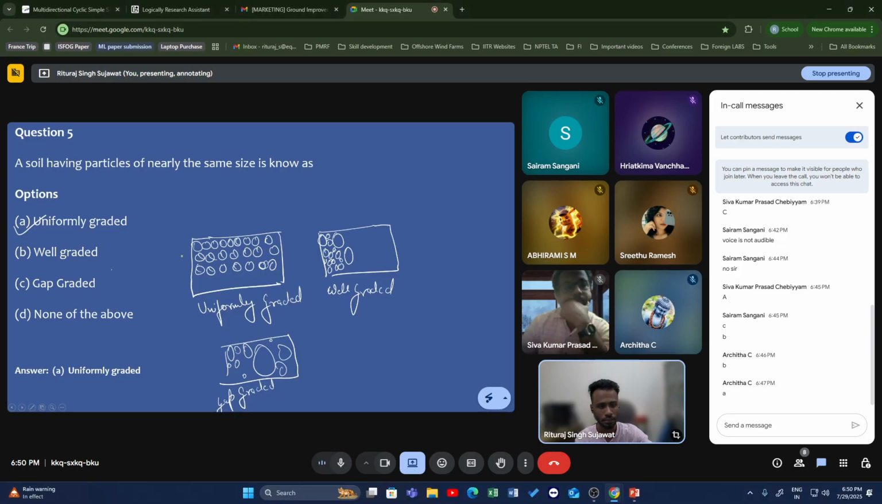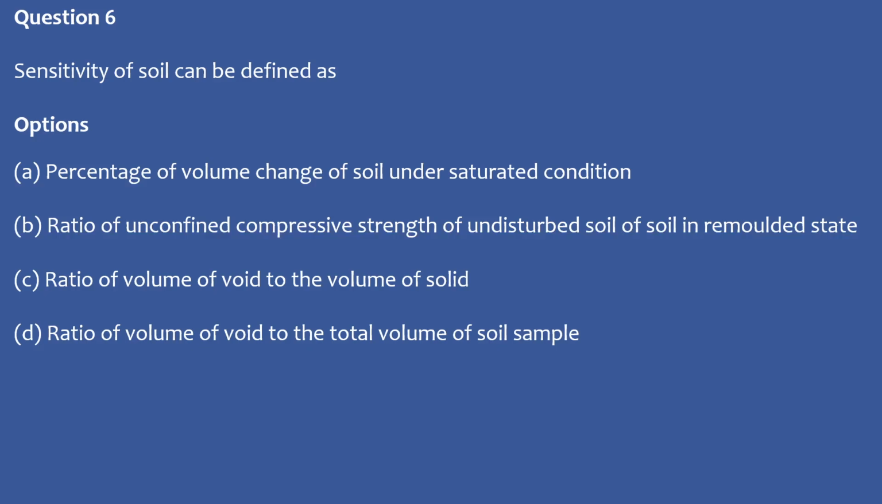Any query in this? If not, then let's move to our question number 6. Here you need to select the proper statement which links with the sensitivity of the soil. So how do we basically define the sensitivity of the soil?